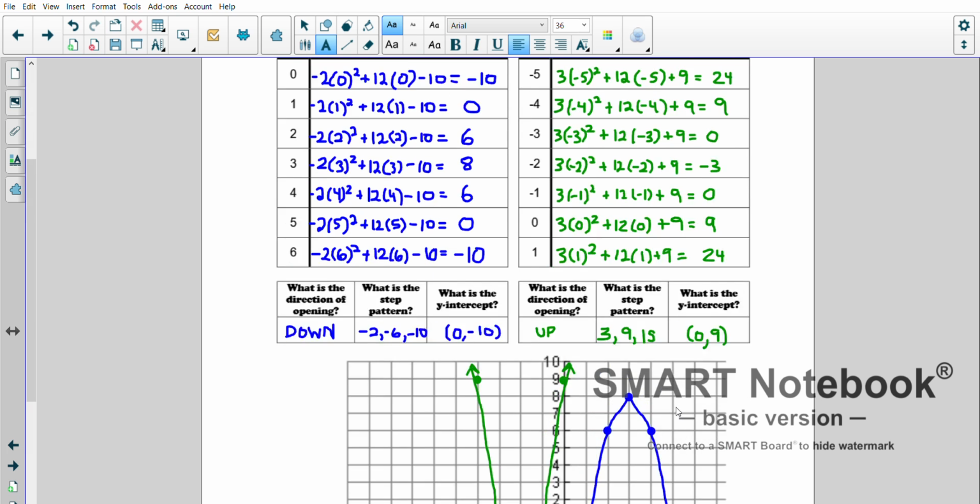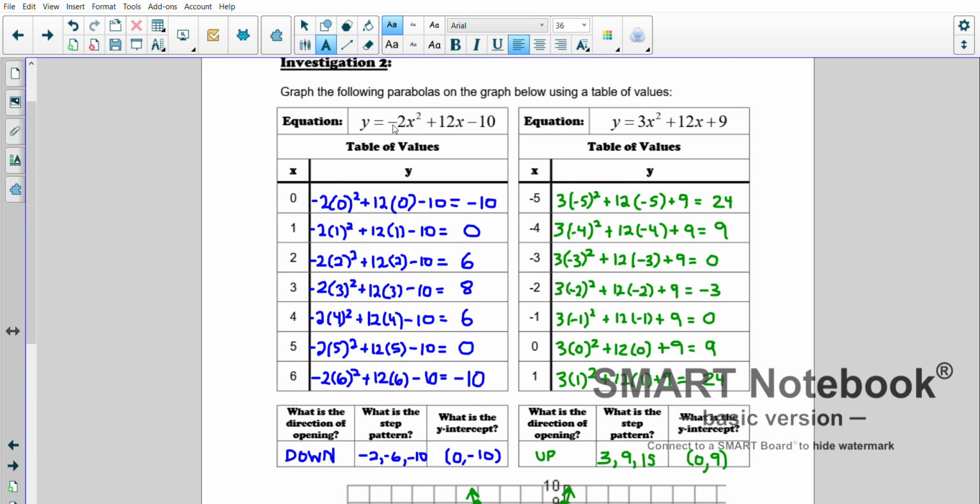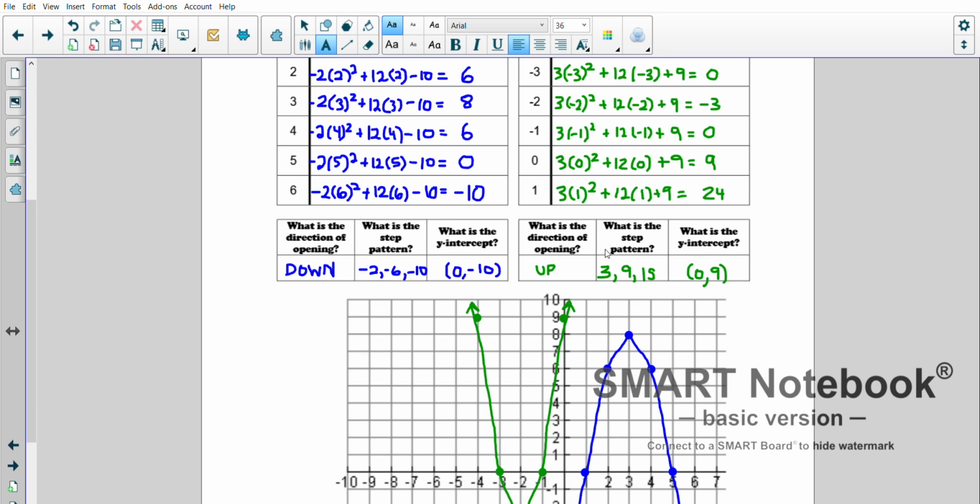And this is not surprising because we've seen stuff like this in the past, where if this a value, the coefficient of x squared, is negative, it's going to open down. That's the same as it was for vertex form and factored form as well. Whereas over here, you notice that this a value is 3, positive, and that's why we have a parabola opening up.